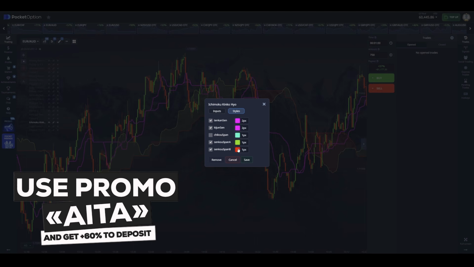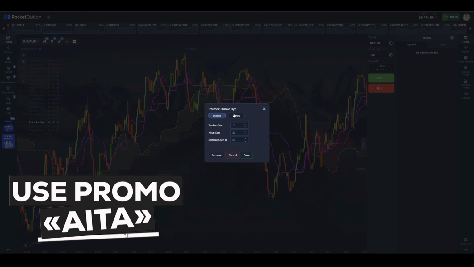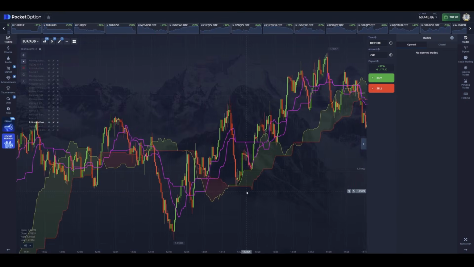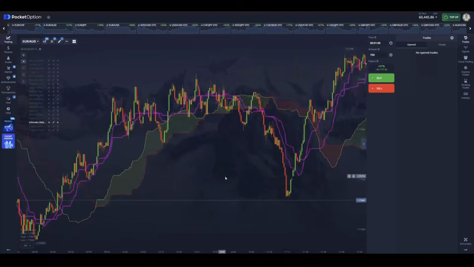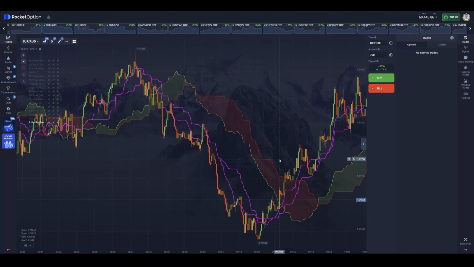Next, change the last value from orange to red, and in this way we will have fully set up the indicator together. Accordingly, now we can see all the entry points when the price reaches our lines, as well as the color of the cloud. Now we can work together fully.